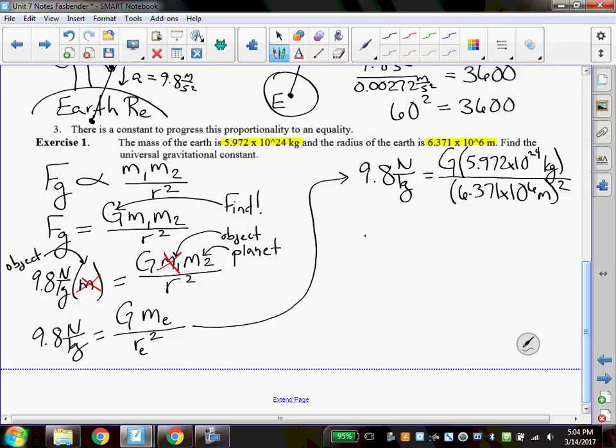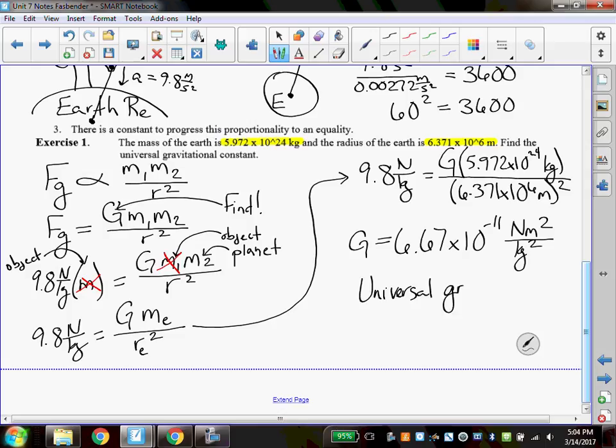Once you do this algebra, you find that our constant G is approximately 6.67 times 10 to the negative 11th. And the unit for that would be Newton meters squared per kilogram squared. And that's a really funky unit because its only purpose is to make sure that it cancels out all the other units and leaves us with newtons, which is what it does. Anyway, but this 6.67 times 10 to the negative 11th, this is something else that I think you should memorize because this is called the universal gravitational constant.